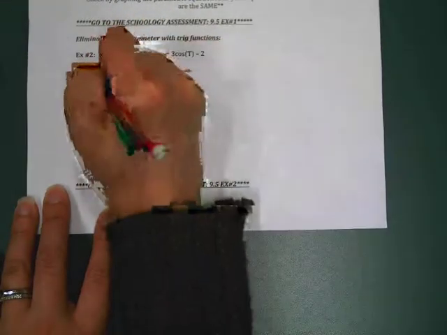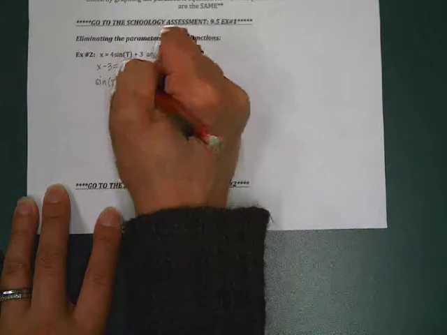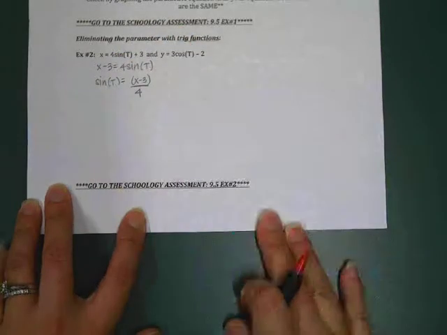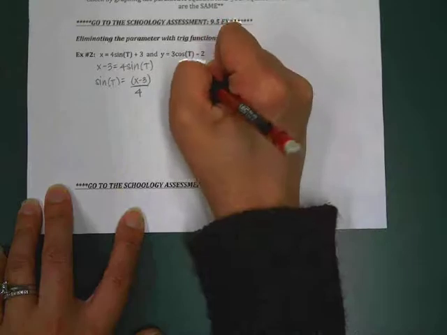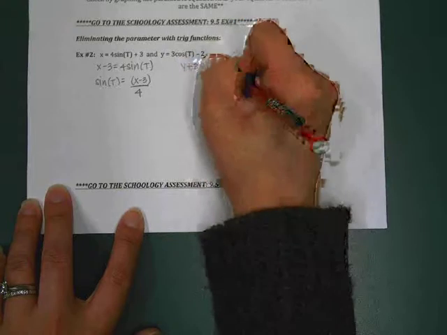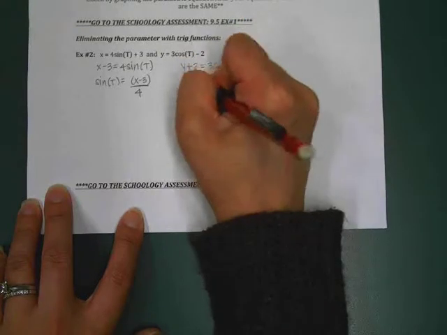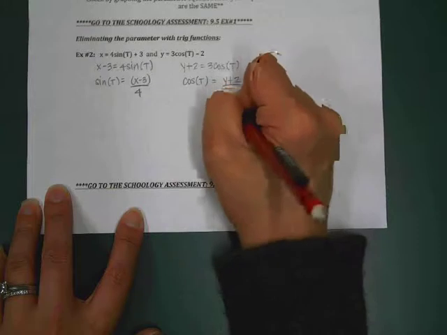And then we're going to say that our sine of t is x minus 3 over 4. We're going to do the same thing for our y equation, so add the 2 and divide by 3. So we're saying our cosine of t is equal to y plus 2 all over 3.